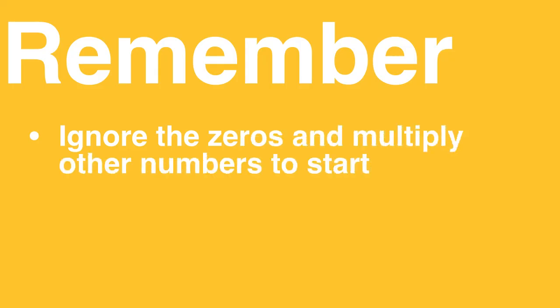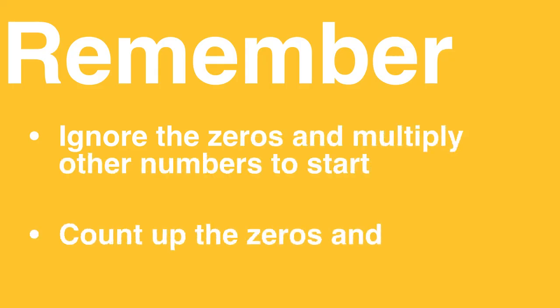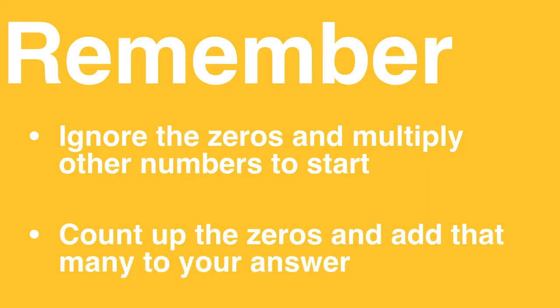So from today, remember, ignore the zeros and multiply the other numbers to start. Then you can just count up how many zeros are on the left side and add them to your answer.